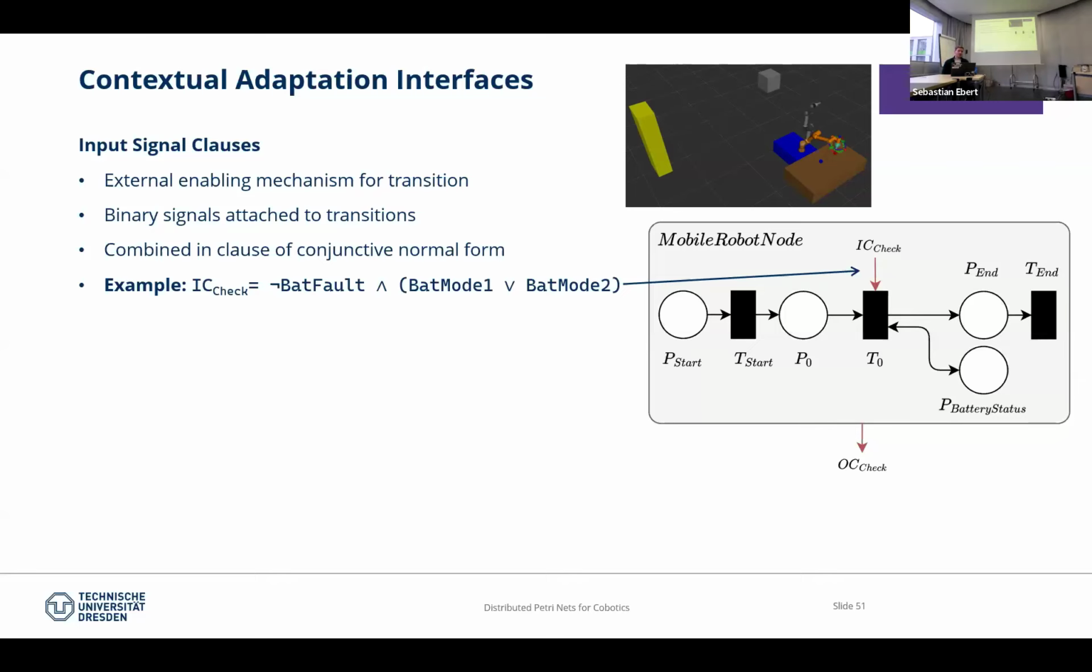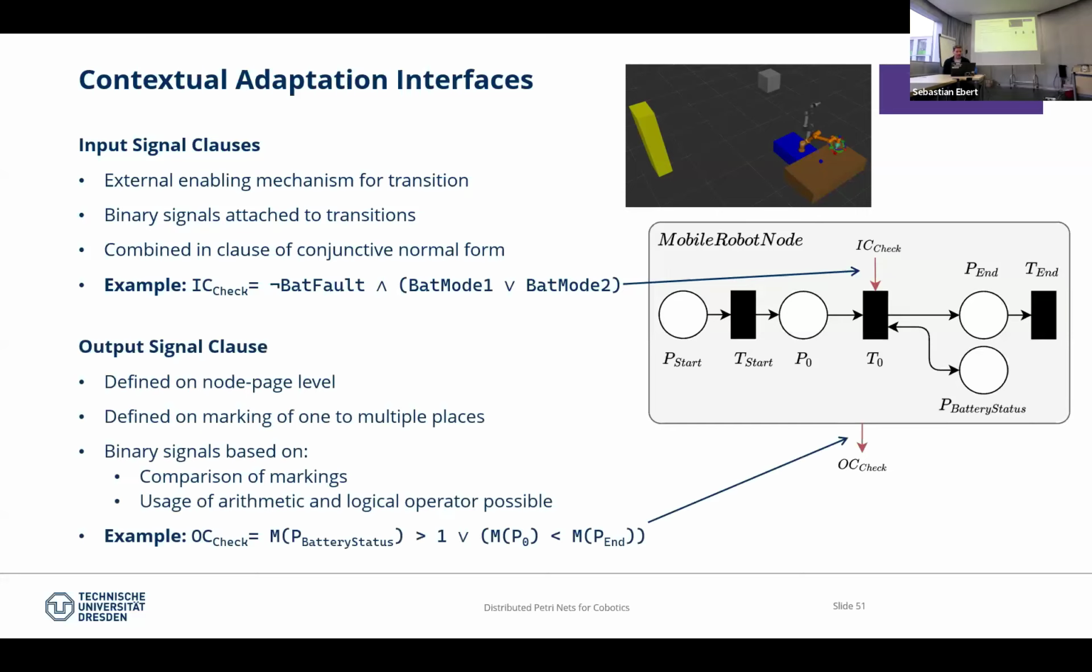mobile robot example. On the first side, we have input signals, which are binary, which are attached to transitions and which are combined in clauses formed as conjunctive normal forms, which is essentially important because we can transform them based on their similar structure always down to a patchnet. So they can be replaced so they don't change the patchnet semantics in the end. The example is shown here. So the IC check signal enables our T0 transitions if we don't have a battery fault and if we are either in the battery mode 1 or battery mode 2.